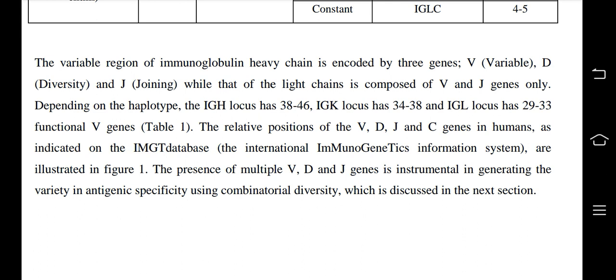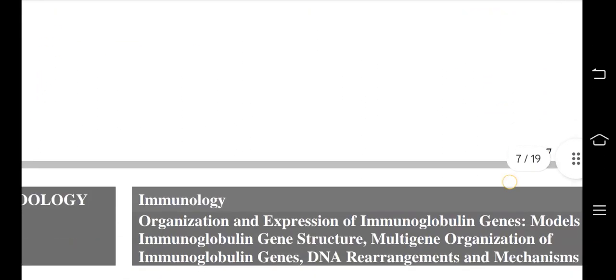The relative positions of the V, D, J, and C genes in humans, as indicated in the IMGT database, the International Immunogenetics Information System, are illustrated. The presence of multiple VDJ genes is instrumental in generating the variety in antigenic specificity using combinatorial diversity, which is discussed in the next section.